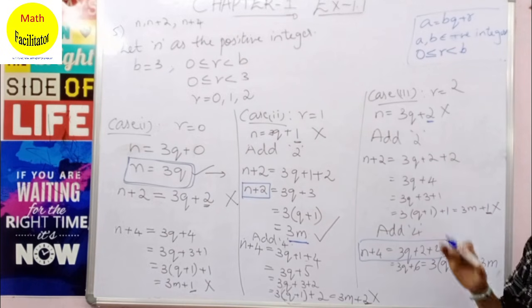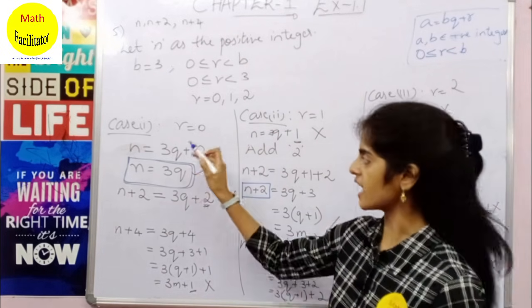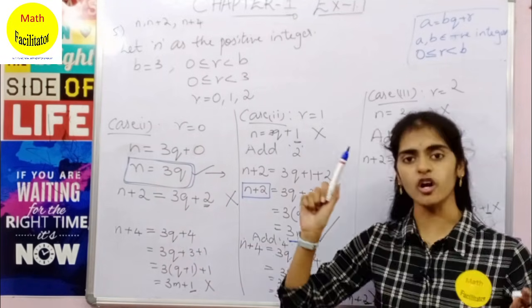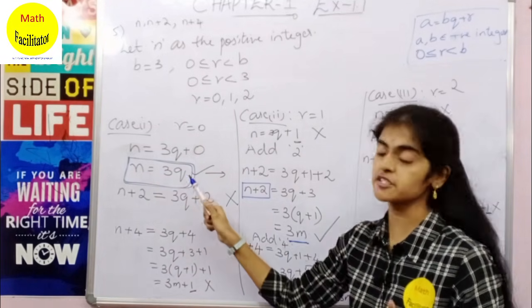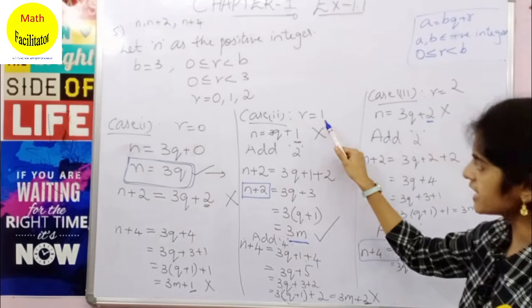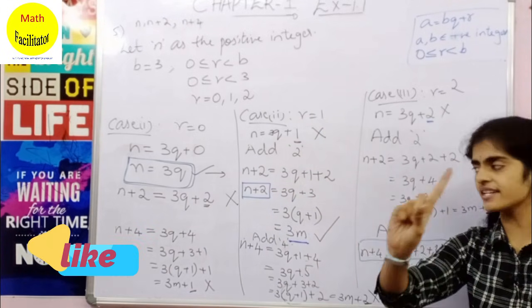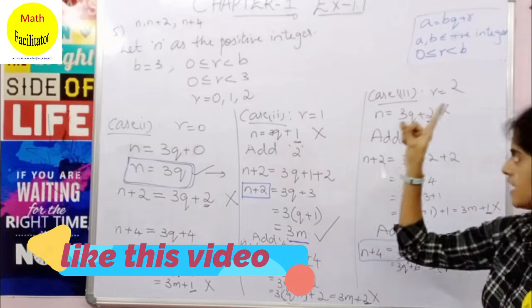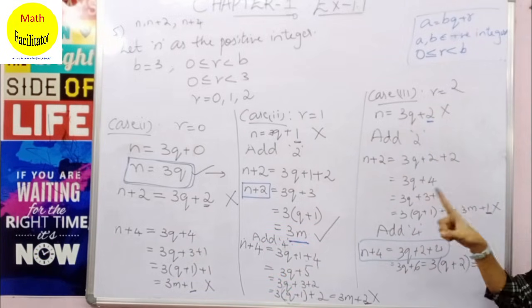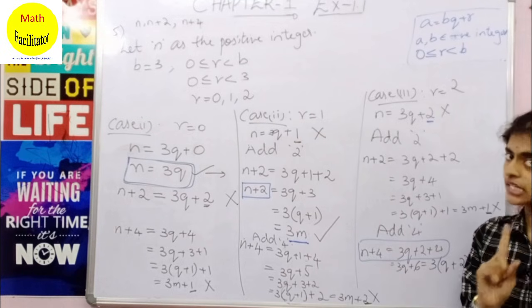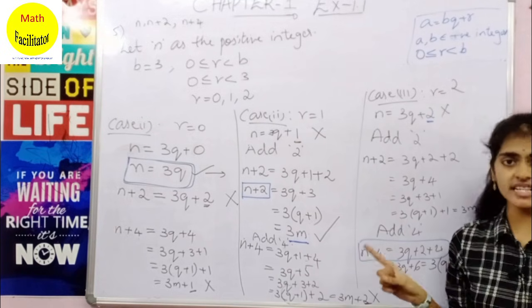Understood? So now just looking back here, when r equal to 0, out of n plus 2 and n plus 4, you got only one number divisible by 3. Now when r equal to 1, out of n plus 2 and n plus 4, again you got only one number divisible by 3. Now when r equal to 2 also, out of n plus 2 and n plus 4, you got only one number divisible by 3. So the question is satisfied here.